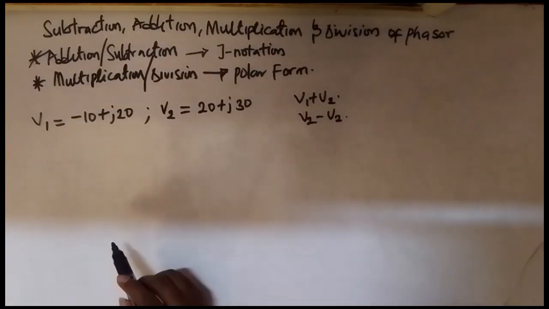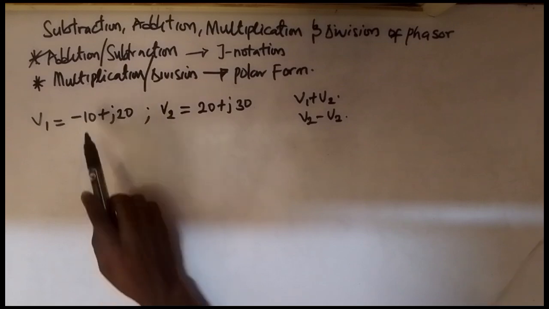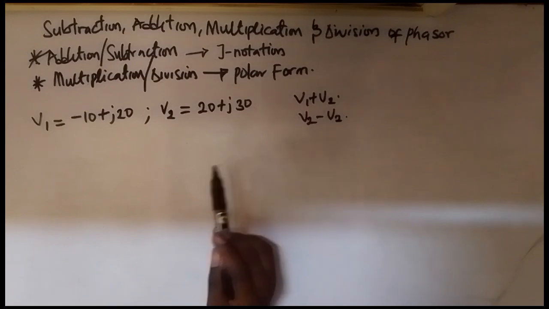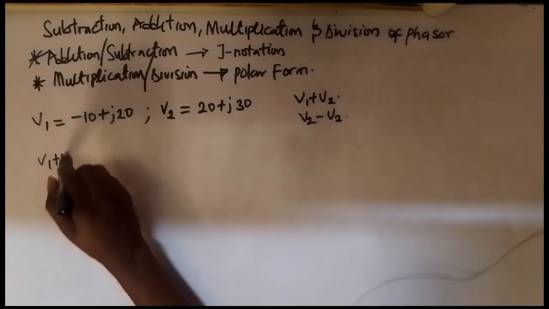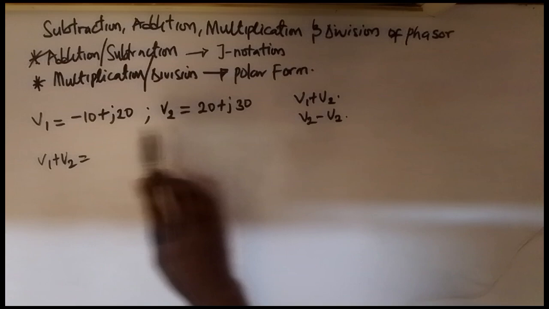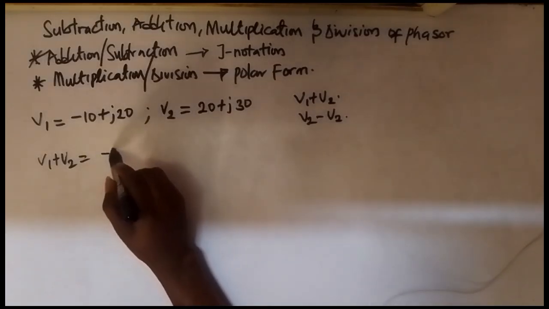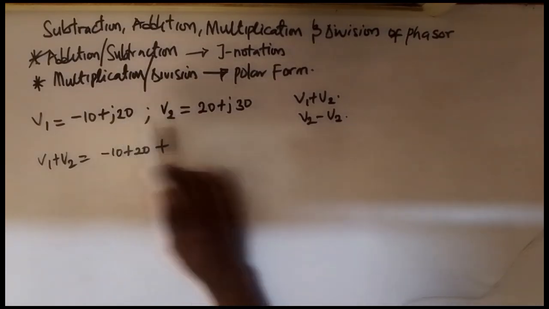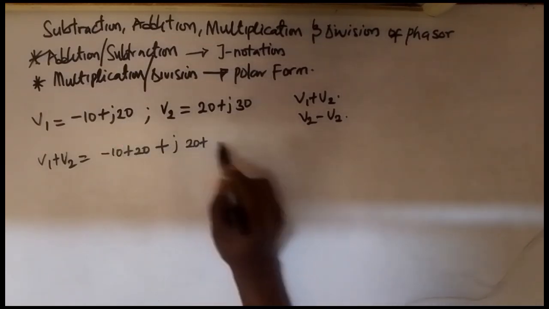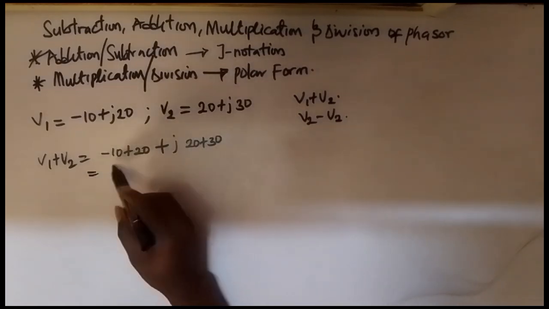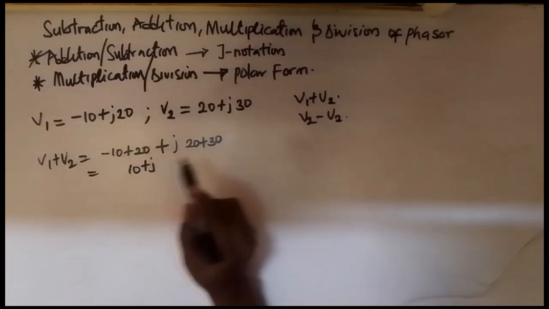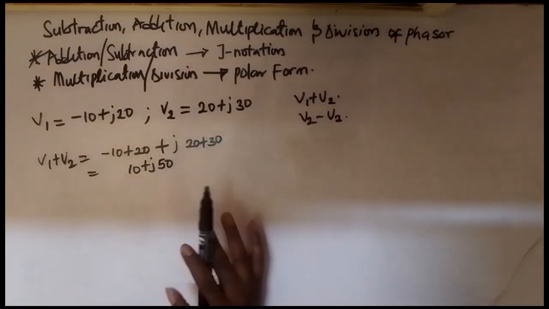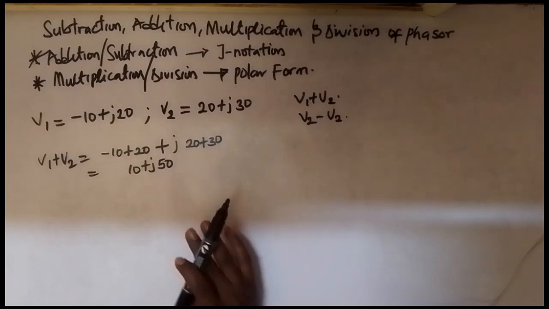To perform addition and subtraction, all you need to do is to simply add the real components and add the imaginary components, and then you're good to go. So for V1 plus V2, all we have to do is look at the real part of both, that is minus 10 plus 20, plus the imaginary part, j20 plus 30, which gives us 10 plus j50. You can see how straightforward we can perform this operation.